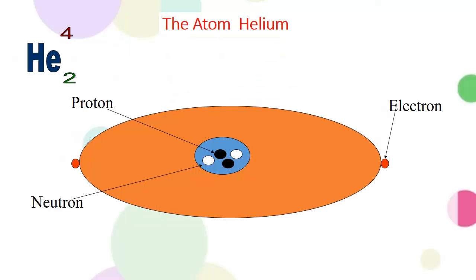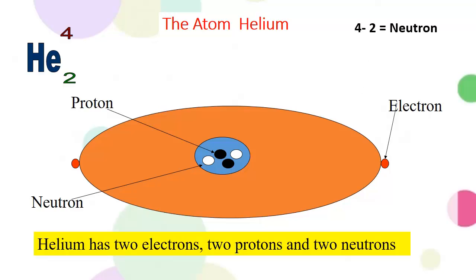Let's take an example of the helium atom. He, 4 and 2. 2 is the atomic number, so the number of electrons is 2, and protons are also 2. Now how many neutrons? The mass number is 4, 4 minus 2, that is 2, is the neutrons. So helium has 2 electrons, 2 protons and 2 neutrons.